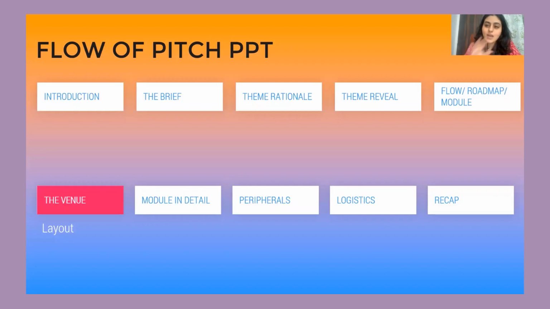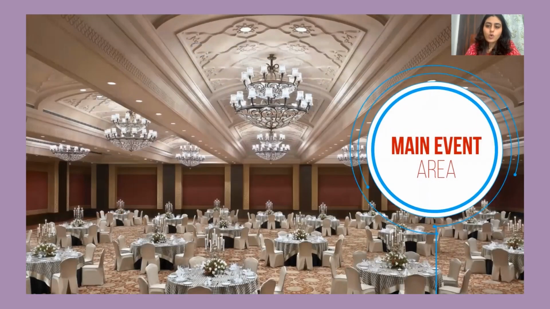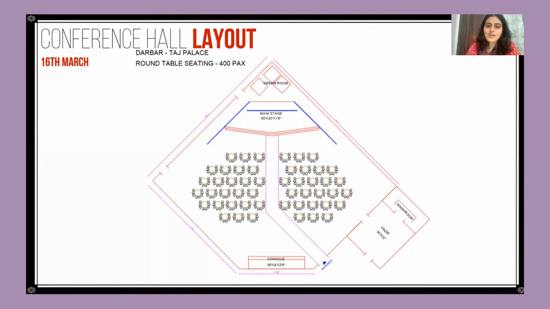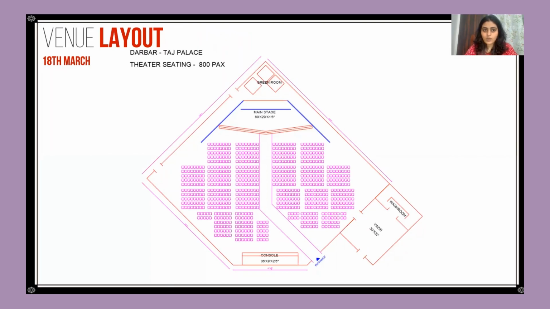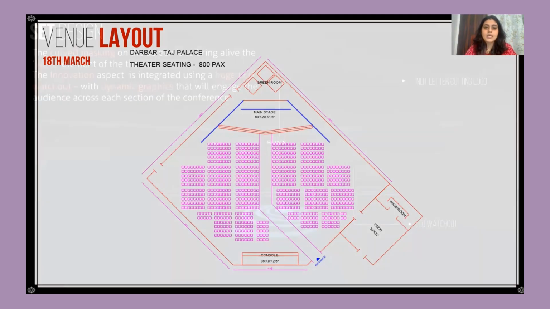So now that I've come to the main event area, it makes sense for me to put the conference hall layout here. So now I can show them this is the layout of that area. And so if this is for 16th March, this is for 18th March, because there are two different events that I'm doing.